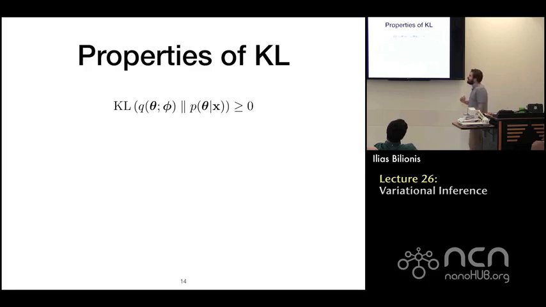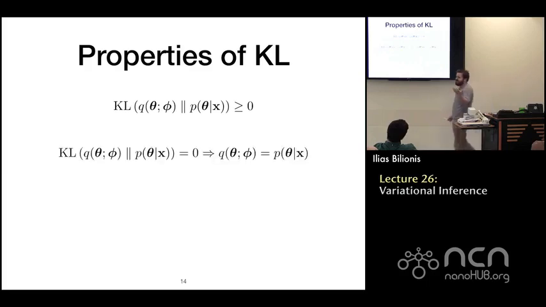Some properties of the KL. First of all, it is positive. You can prove that. It's not a big deal. You can show, and this is an important fact, that if it is 0, then the two distributions are the same. I mean, it would be a ridiculous thing to minimize if this wasn't true. I hope that makes sense. So if you manage to make it 0, if you make the information loss 0, the two distributions are the same.